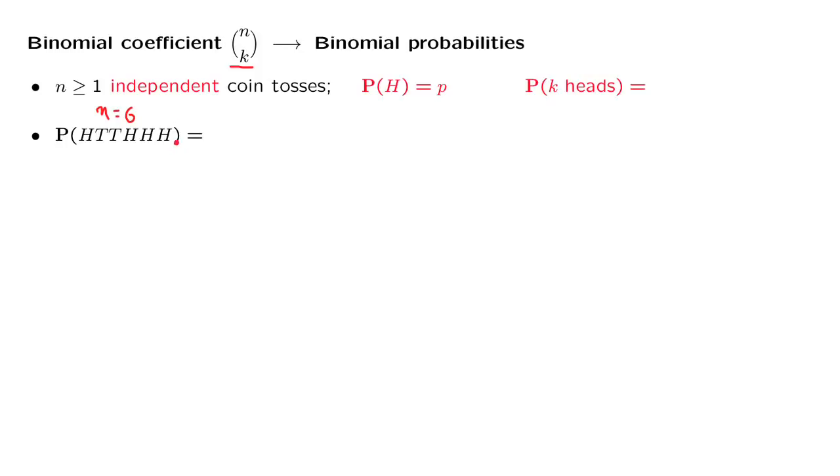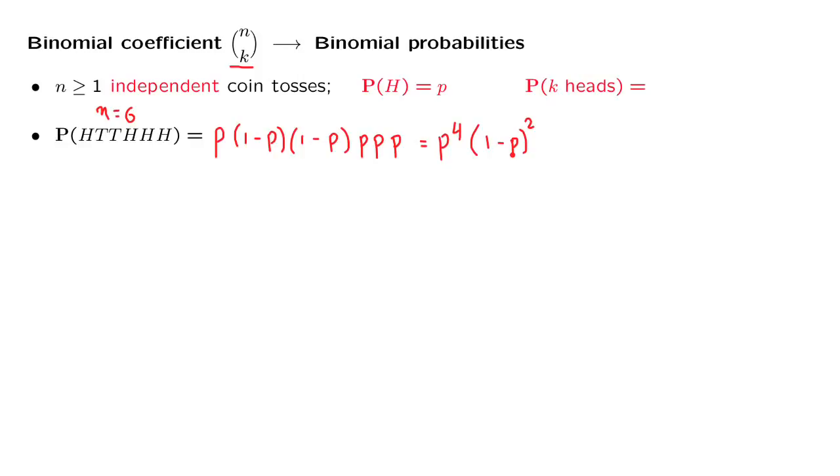Now, because we have assumed that the coin tosses are independent, we can multiply probabilities. So the probability of this sequence is equal to the probability that the first toss is heads times the probability that the second toss is tails, which is 1 minus p, times the probability that the third toss is tails, which is 1 minus p, times the probability of heads, times the probability of heads, times the probability of heads, and by collecting terms, this is p to the fourth times 1 minus p to the second power.